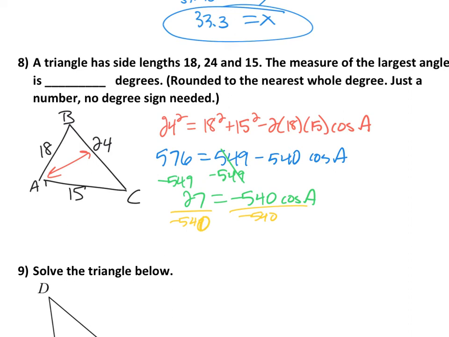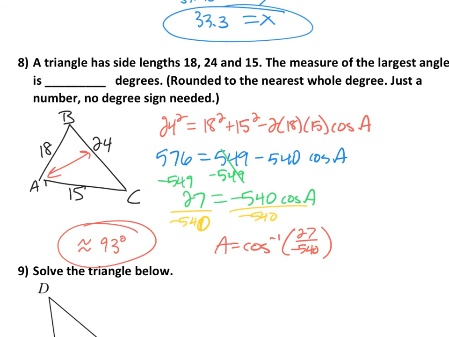And then don't forget we're going to have to do the inverse here. So A is the cosine inverse of 27 over negative 540. That negative sign is important, okay? Negative sign is important, so don't forget that. And this comes out to 92.86. I think it said nearest whole degree. So that's about 93 degrees. That'd be your answer, 93 degrees.